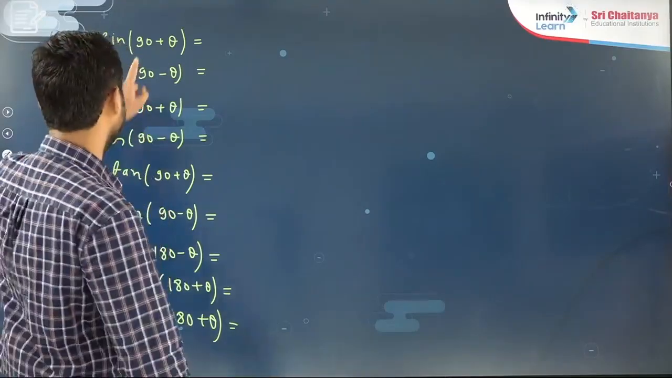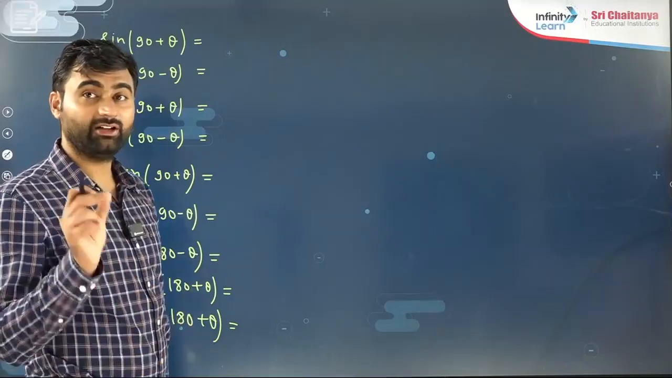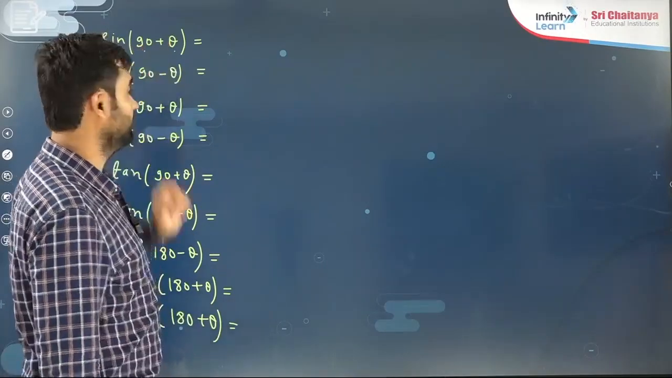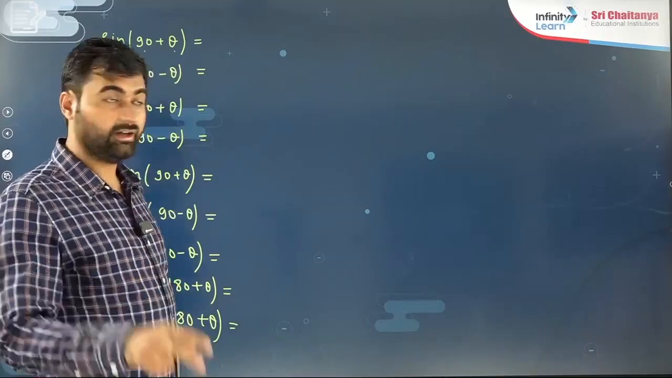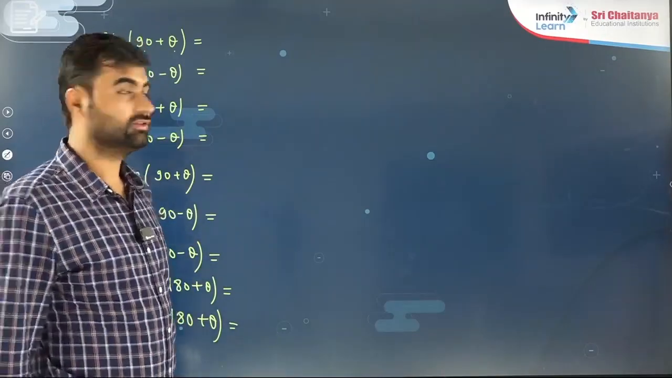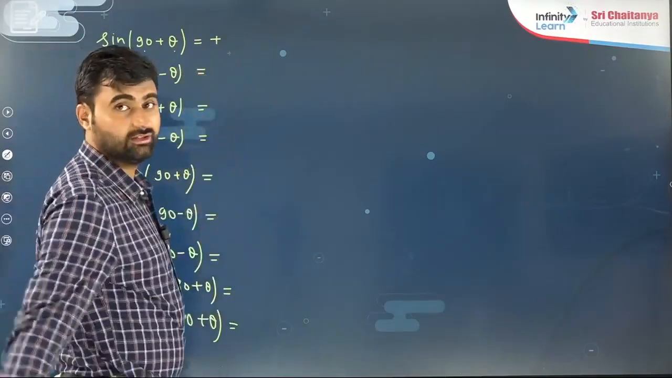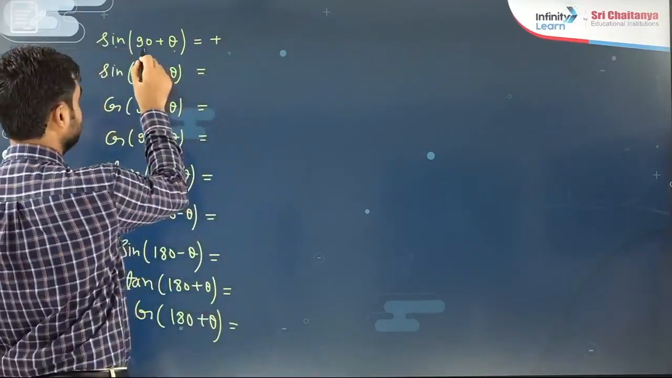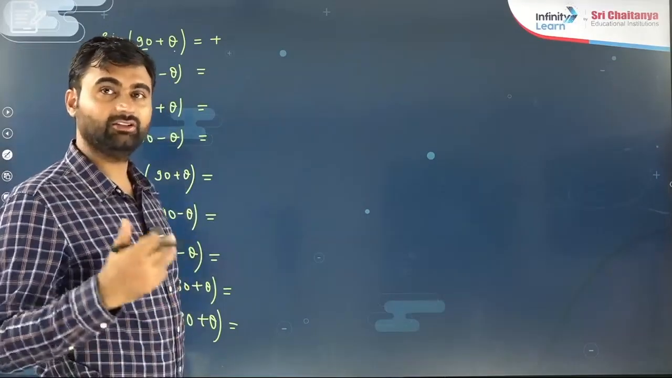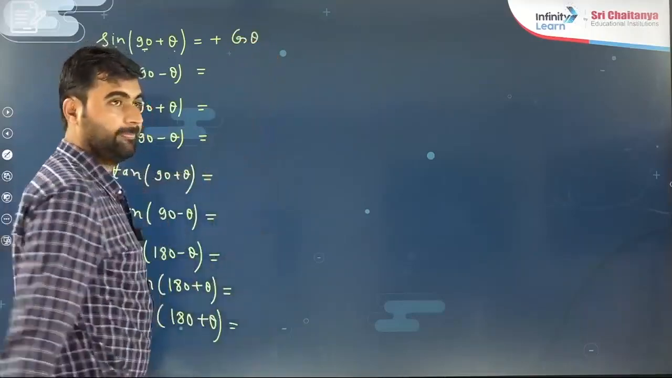Why? 90 plus something means you are in which quadrant? Second quadrant. And in the second quadrant, sine is positive. So the sign is positive, so the final answer is positive. And we are using which line? Vertical. Vertical line means sin will change into cos. So it is cos theta.